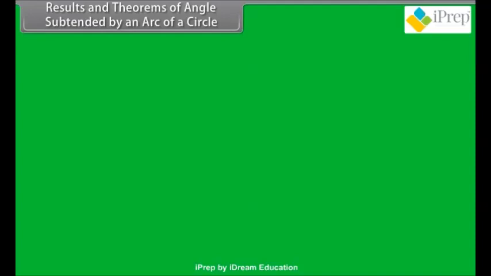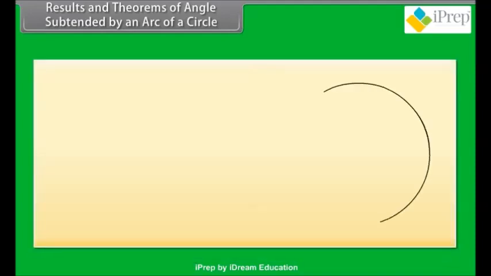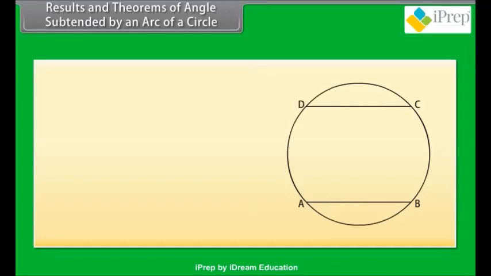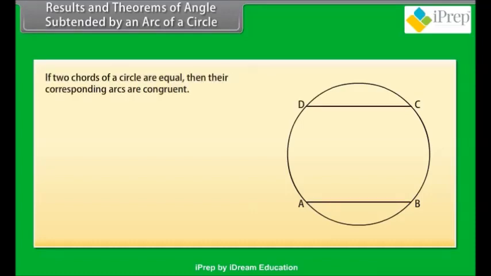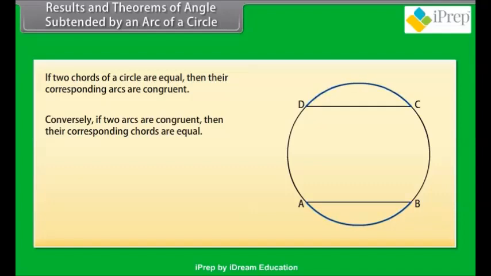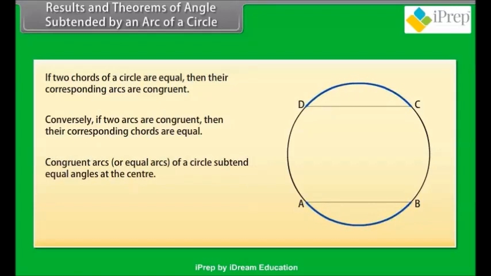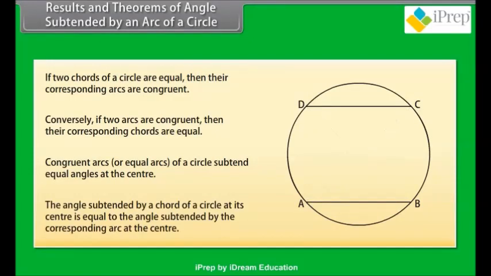Results and theorems of angle subtended by an arc of a circle. The relation between the chord of the circle and the arc is that if two chords of a circle are equal, then their corresponding arcs are congruent. Conversely, if two arcs are congruent, then their corresponding chords are equal. The second result says that congruent arcs or equal arcs of a circle subtend equal angles at the center. That means the angle subtended by a chord of a circle at its center is equal to the angle subtended by the corresponding arc at the center.